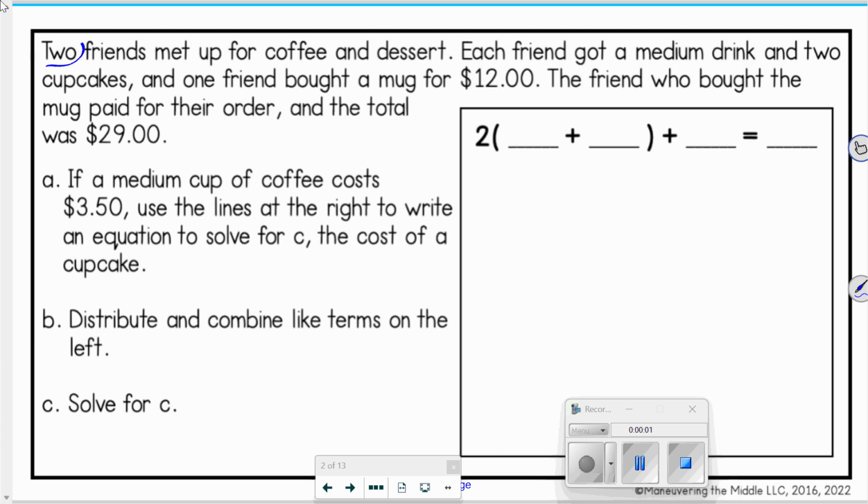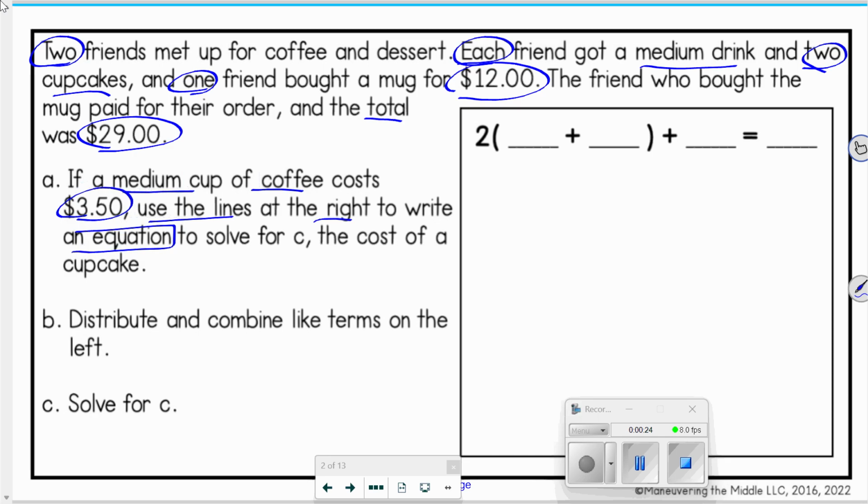Friends met up for coffee and dessert. Each friend got a medium drink and 2 cupcakes, and one friend bought a mug for $12. The friend who bought the mug paid for their order, and the total was $29. So if a medium cup of coffee costs $3.50, use the lines at the right to write an equation. There's our task: to solve for C, the cost of a cupcake.